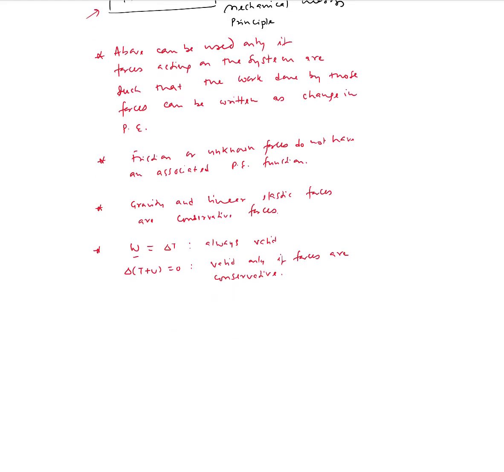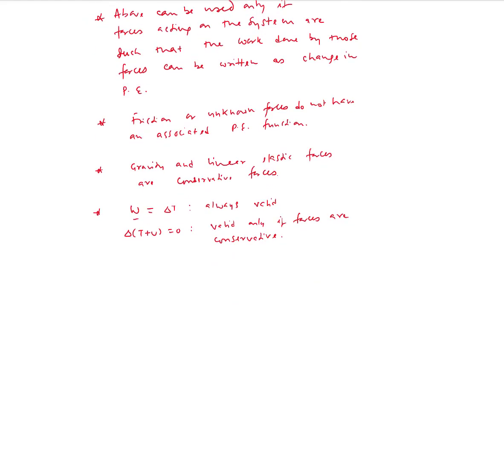Okay, now let's do a couple of examples. Let's say, let me call it example 1. I have a block tied to a spring of spring constant K, and this is mass M. Okay, and I'm going to compress this spring.